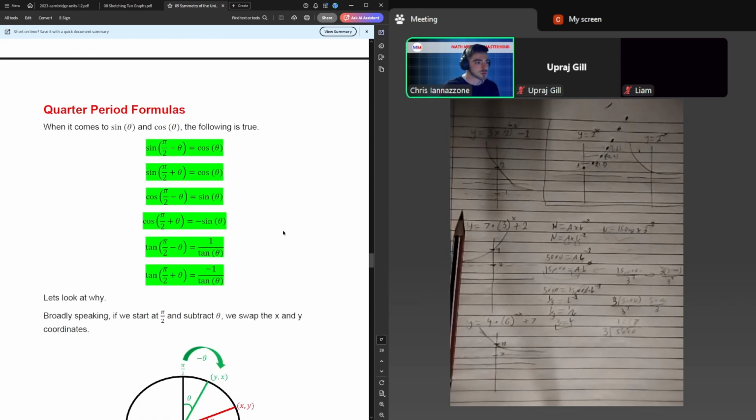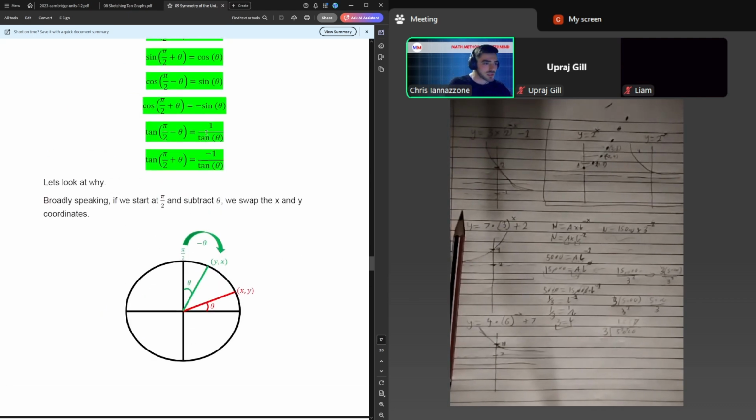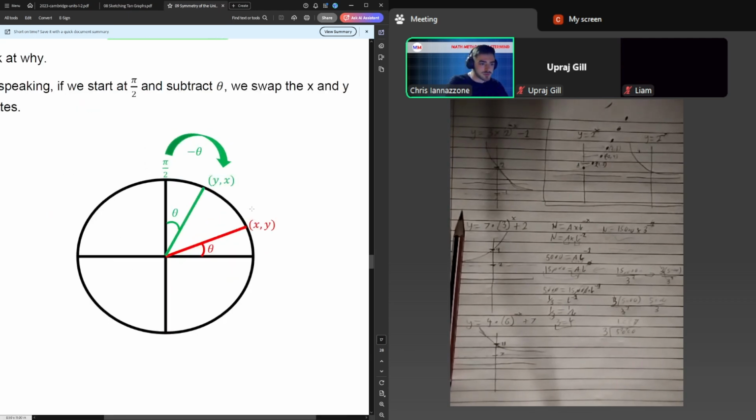Lastly is the quarter period formulas. The way these work is a little bit special. It's still something plus or minus theta, which still tells you where to start and which direction to go. But when it's pi over 2 specifically, you also have to invert the direction of the coordinates. So instead of doing xy, you now do yx. So you end up with this sort of slice of the same quadrant, at least in this case. So pi over 2 minus theta means start at pi over 2, go backwards by theta. You take whatever this coordinate is, you write it backwards.